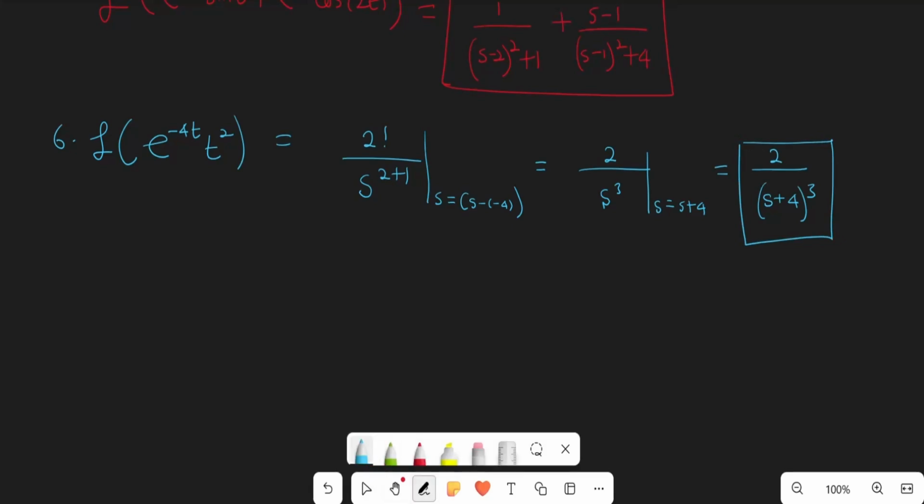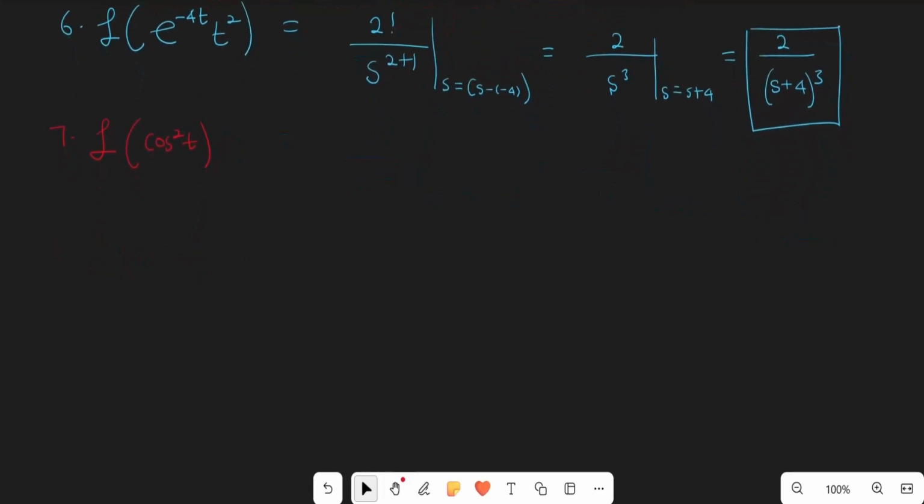Simple. So now let's go to the 7th one. The 7th one is this. So we have the Laplace transform of this function, that is cosine square of t. So this one is equal to what really? How do you find the Laplace transform of the cosine square of t? We can find the Laplace transform of the cosine of t. What about cosine square of t?